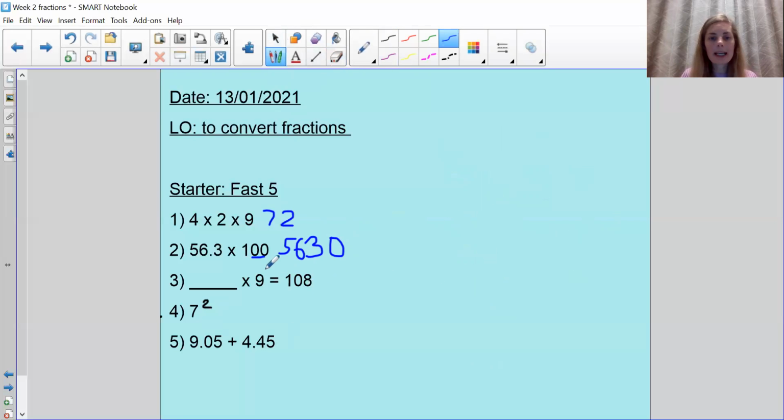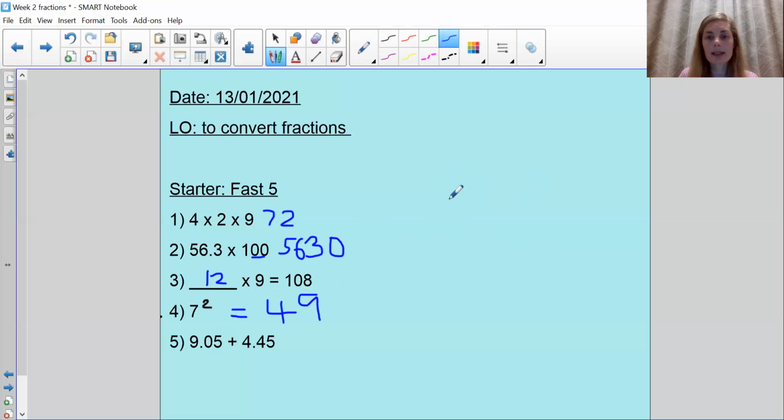Right, another one. Remember, missing number in the beginning, do the inverse and you're winning. So we say 108 divided by 9 is going to be 12. Again, knowing your times tables is going to be key for a lot of the content that we're going to be learning about going forward. Another one, 7 squared is 7 times 7, which is 49.